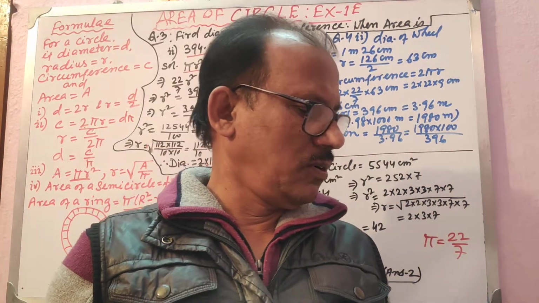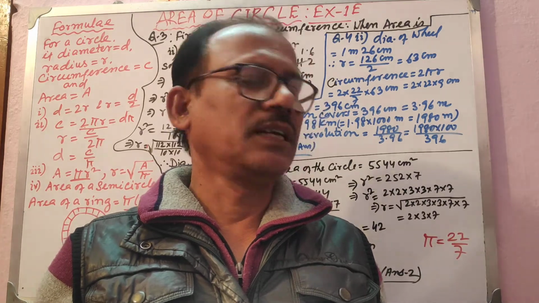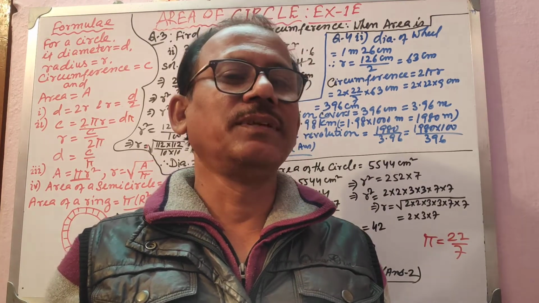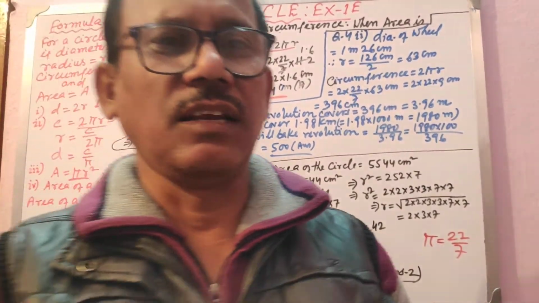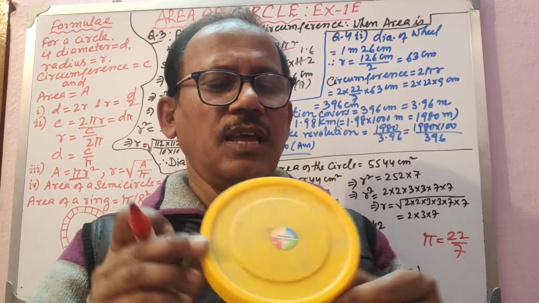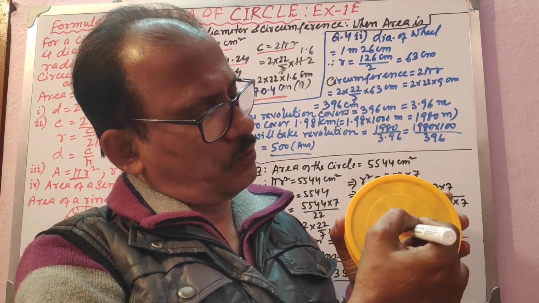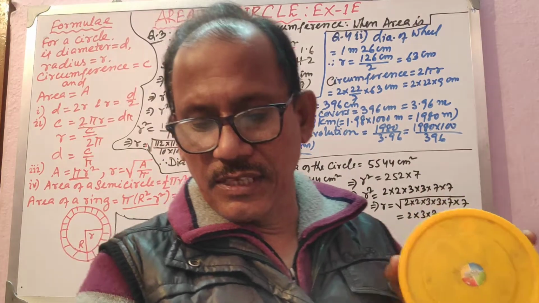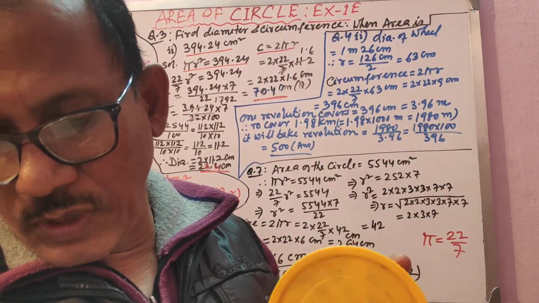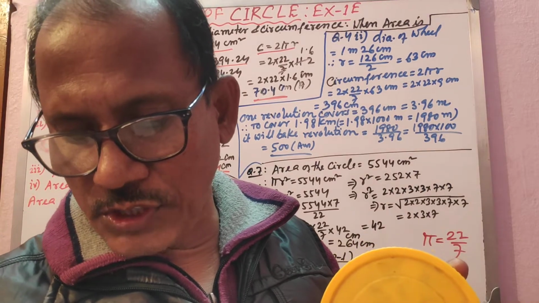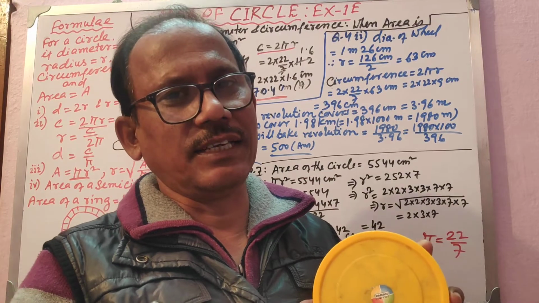Here we said, a bicycle wheel is 1 meter 26 centimeter in diameter. Assume this is a bicycle wheel, and it has the diameter, meaning the line drawn through the center, 1 meter 26 centimeter. Okay, calculate. I have taken the second one: the number of revolutions the wheel needs to cover 1.98 kilometer.